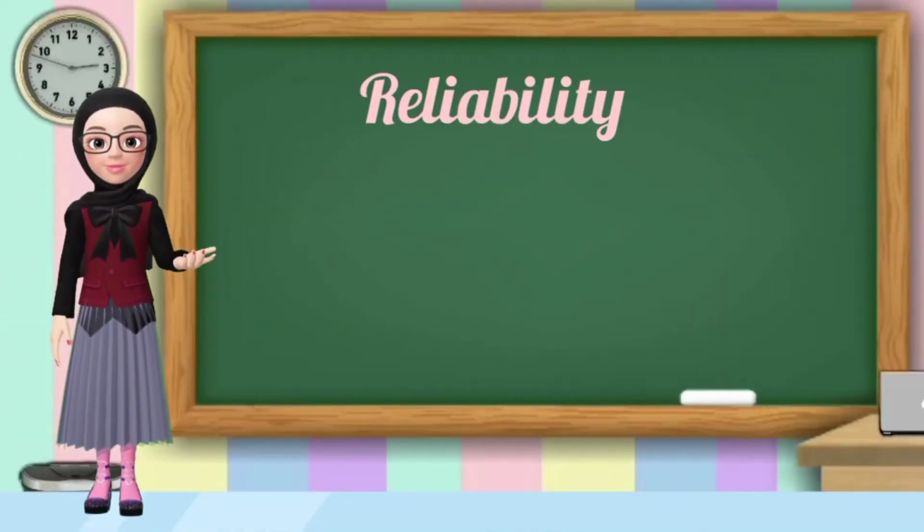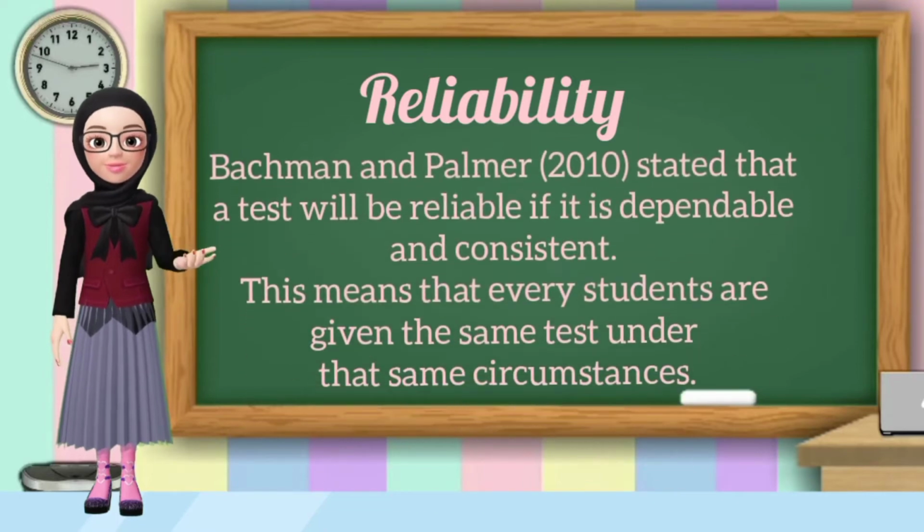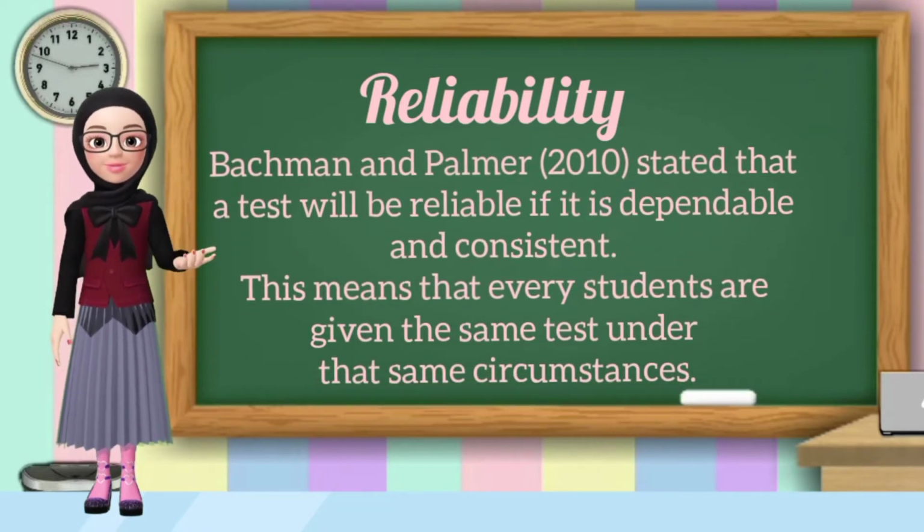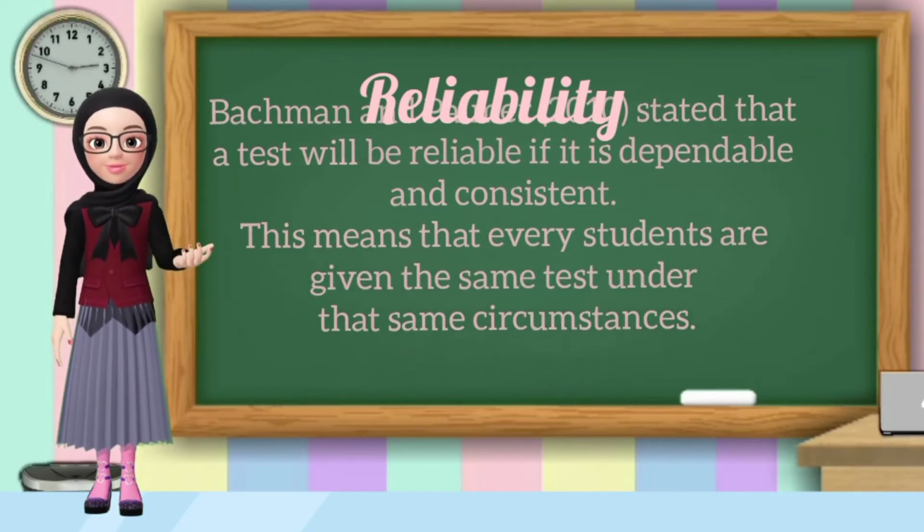Okay, so the first one is reliability. Bachman and Palmer state that a test will be reliable if it's dependable and consistent. This means that every student is given the same test under the same circumstances. There are some issues that affect the reliability of a test, which are students, the scorer, the administration, and the test itself. Reliability is consistency, dependence, and trust. This means that the result of a reliable test should be dependable.